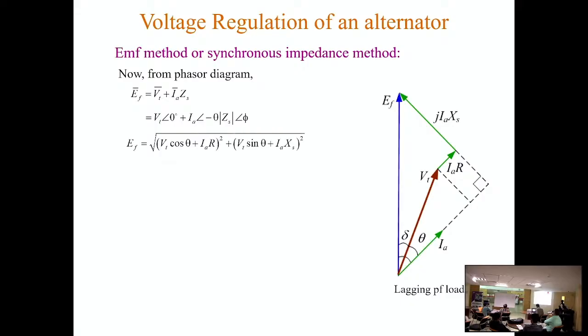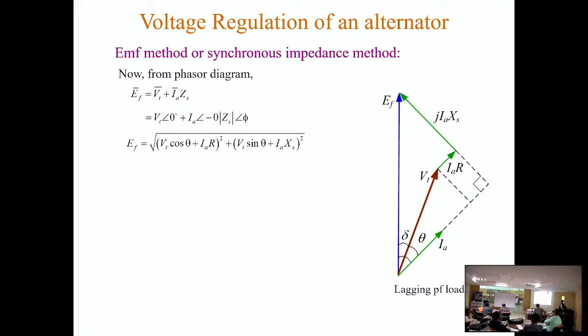And if we consider this triangle, we can directly write this expression using this Pythagoras theorem. So EF square equals this line square, that is base square, plus this perpendicular square. So base is equal to what? This length, that is Vt cos theta plus IR. So this length is Vt cos theta plus IR, so whole square of that.